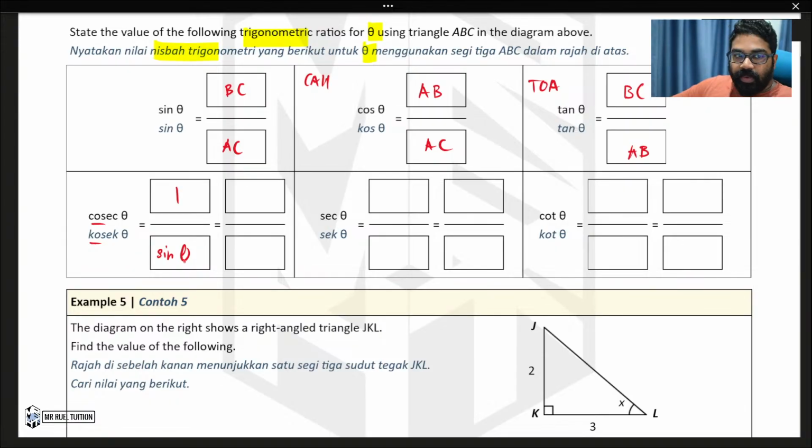So this is a new identity, cosecant. Okay. So what is 1 over sin? 1 per sin adalah salingan sin, betul tak? It's a reciprocal of sin, isn't it? So 1 over sin will be AC over BC. Faham tak? Salingan dia, reciprocal.